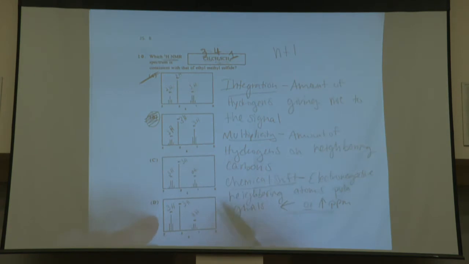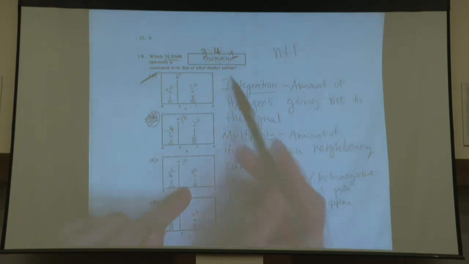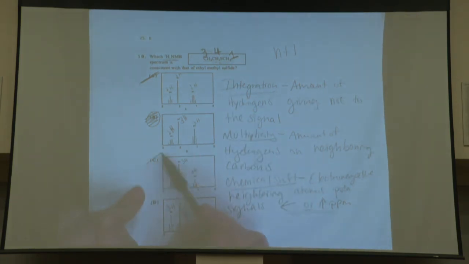And we can go through just to make sure. This is 2 hydrogens of a triplet. We don't have that. Our only 2 hydrogens are a quartet. So that can't be right. And again, we have 2 hydrogens of a quartet. That's right.